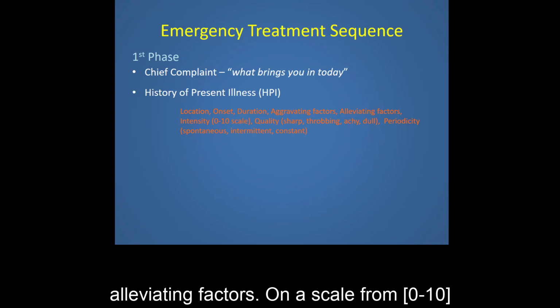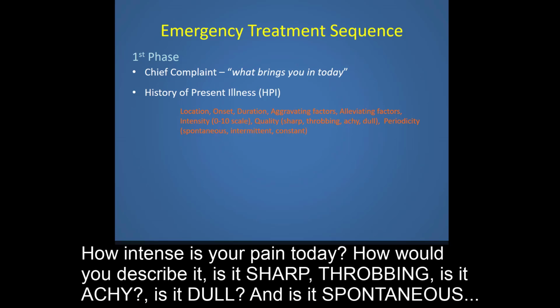What are alleviating factors? On a scale from 1 to 10 or 0 to 10, how intense is your pain today? How would you describe it? Is it sharp? Is it throbbing? Is it achy? Is it dull? And is it spontaneous, intermittent, or constant?